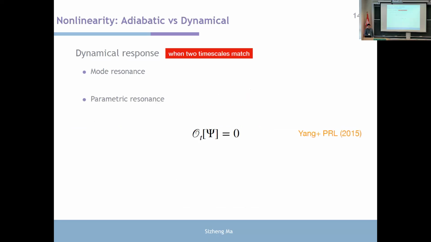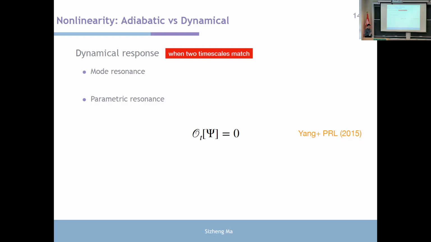The second example is parametric resonance. Let's imagine we have some nonlinearity, and this nonlinearity introduces some time dependence to the background. When this time scale matches the black hole quasi-normal mode frequencies, there could be parametric resonance. The examples were given by Yang and collaborators back in 2015.